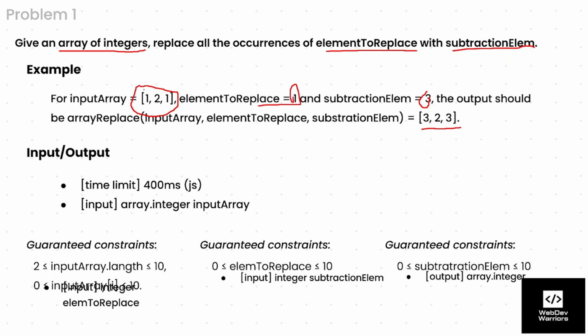So how can we do that? For that, we need to first traverse the whole array. After traversing, we need to find the index of 1. When we find the index position of 1, we just change the value at that index position. After that, we will show the output.